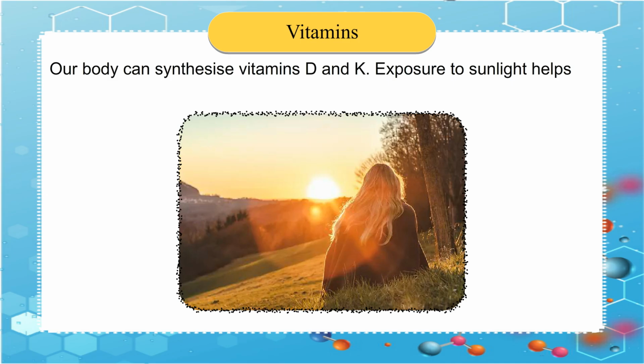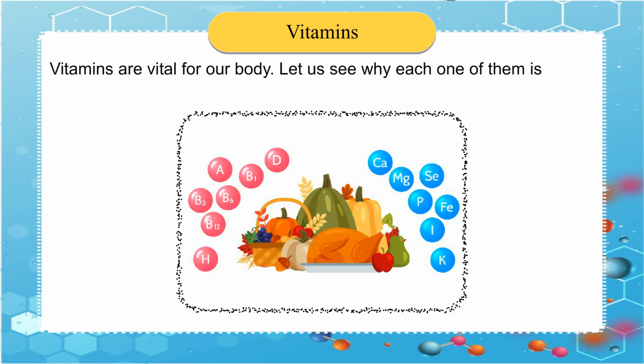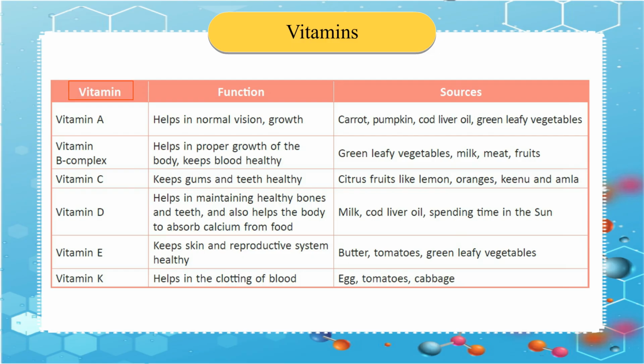Exposure to sunlight helps the body to make vitamin D. All other vitamins are taken through food. Vitamins are vital for our body. Let us see why each one of them is important for us.